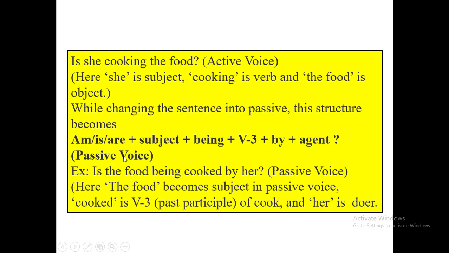In passive voice, for example, is the food being cooked by her? Here, the food becomes subject in passive voice. Cooked is V3, past participle of cook. And her is doer. Dear students, we have written here being for ing. If you find ing in active voice, then you have to write being for ing in passive voice.